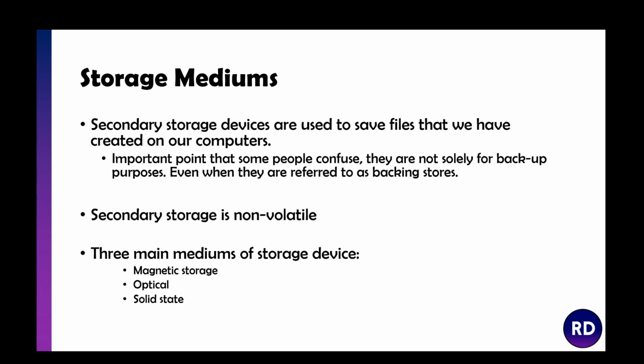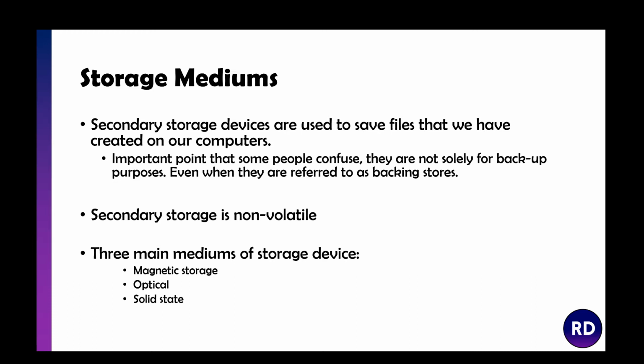So, storage mediums. Secondary storage devices are used to save files that we've created on our computers. Now, one thing that we need to clear up is that a lot of people say, oh right, secondary storage, well, your main hard drive must be primary, and secondary storage is like a backup. That's not true. Secondary storage covers all the files that we save our documents onto, or music, or games, things like that. So they're all backing stores. Even a backup drive you've got is still a secondary storage device, as much as your primary hard drive is.